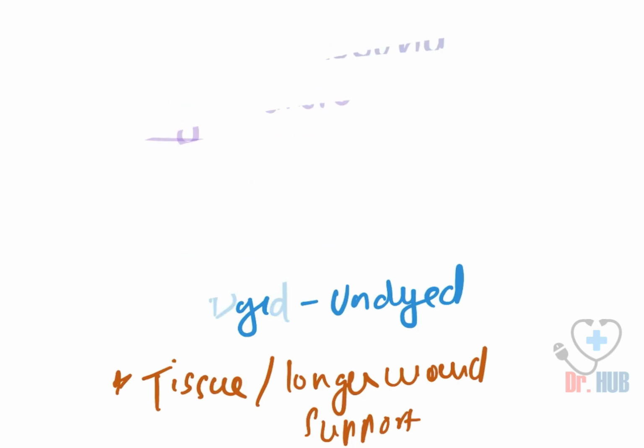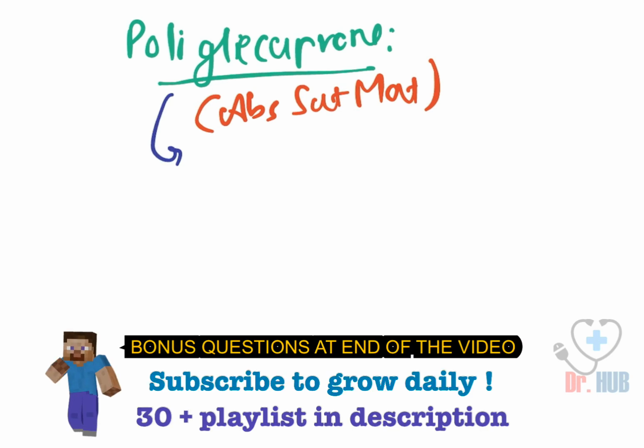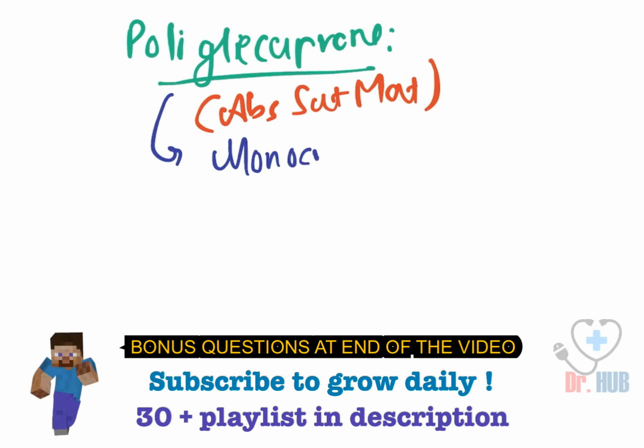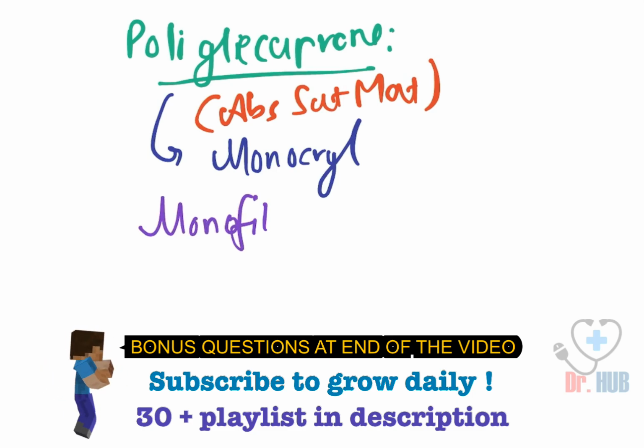Then we look at the last one, that is the polyglycaprone. The polyglycaprone also is an absorbable suture material. Here, the polyglycaprone is also known as monocryl. And looking at the filament type, it is monofilament.